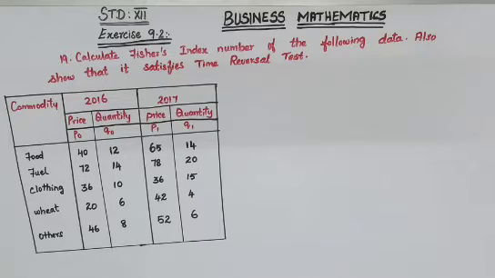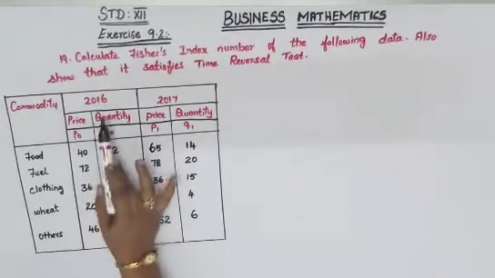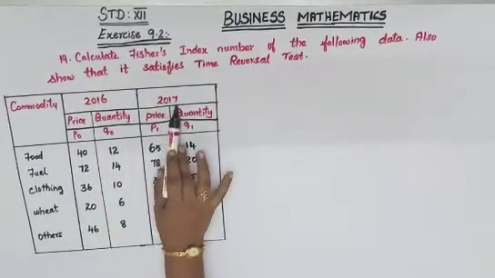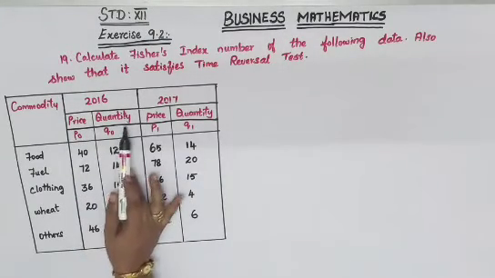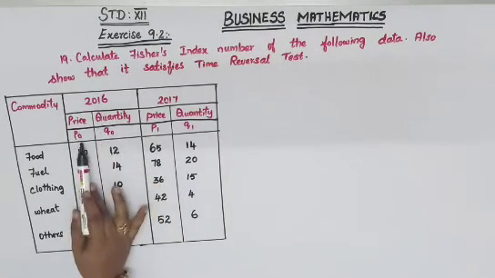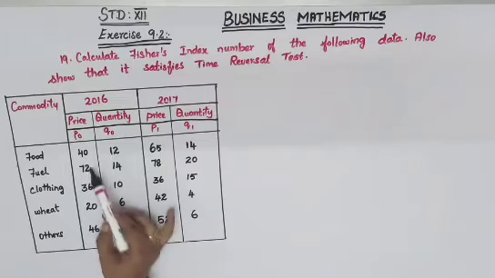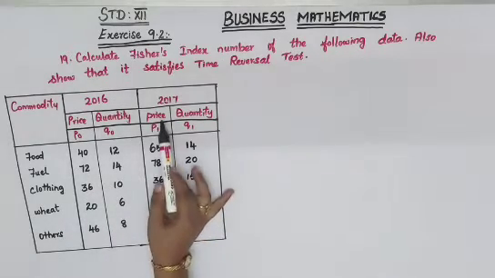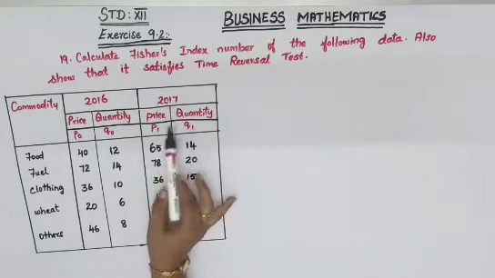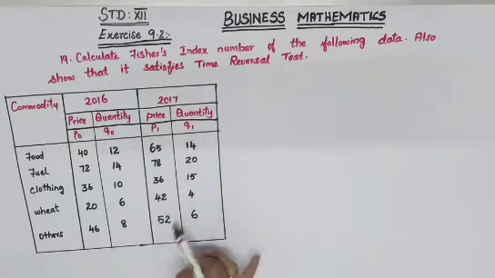19th question, calculate Fisher's index number of the following data. Also show that it satisfies time reversal test. Your commodity is given: food, fuel, clothing, wheat and others. And your years is given, this is your base year and this is your current year. Okay, so your price and quantity for your base year it is given, so we'll just mark that as P0 and Q0. The data are here. Again for your price and quantity for your current year it is P1 and Q1. Again the data are here.